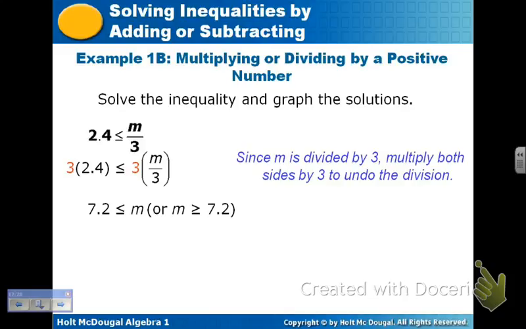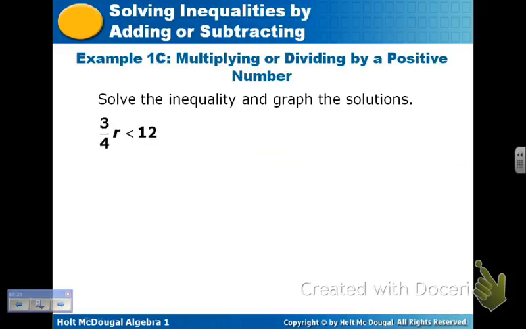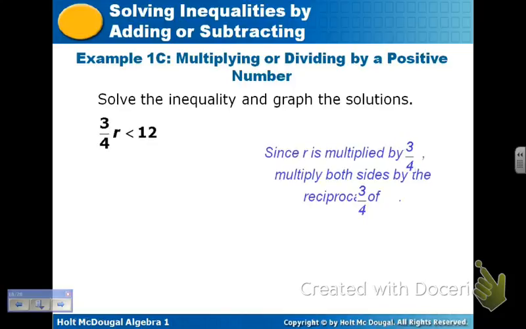Okay, so we get 7.2 is less than or equal to m, and again you can rewrite that as m is greater than or equal to 7.2. This time we're going to have a solid circle on 7.2, and we're going to shade all the numbers to the right. And here's a third example for you to try.